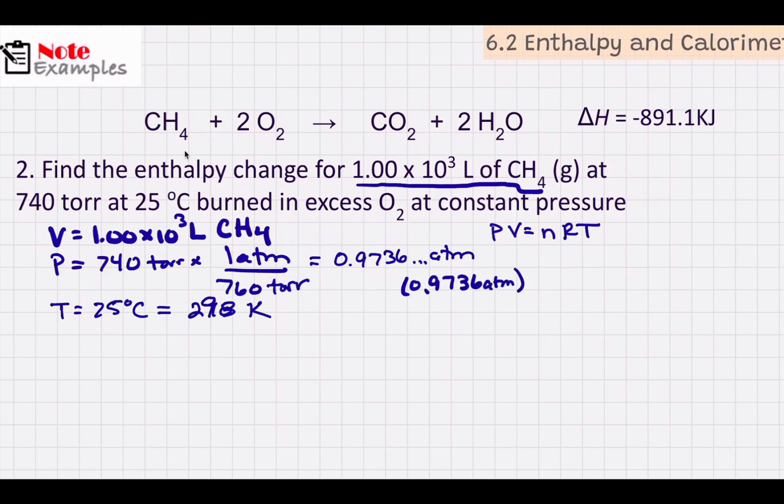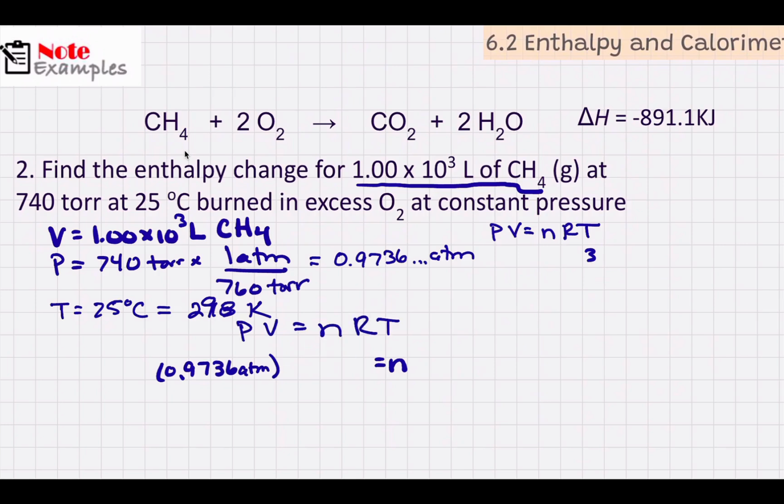So plugging into PV equals nRT, we're going to take our pressure, multiply it by the volume. Oops, that's times 10 to the third liters. And then we're solving for n. And I'm just going to move this down here so we have more room. And I'm going to erase and make that better to read. So we're plugging into PV equals nRT, solving for the moles of methane.